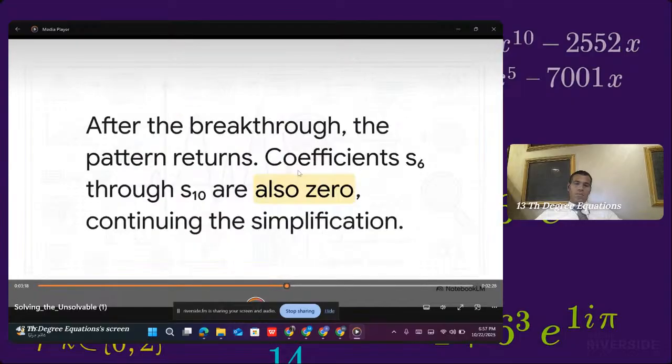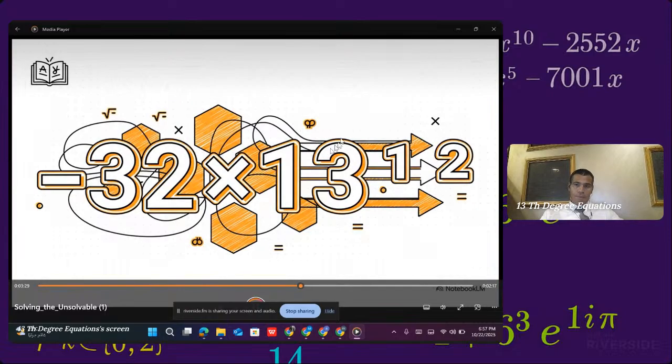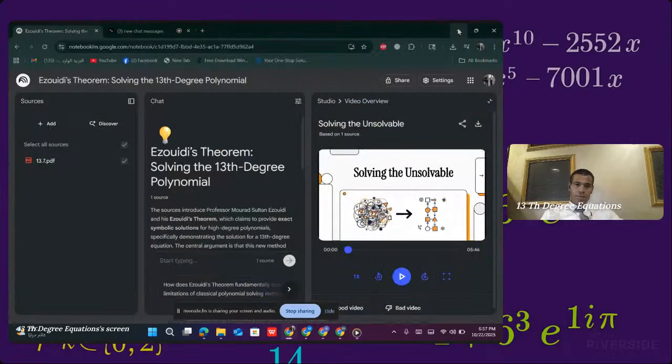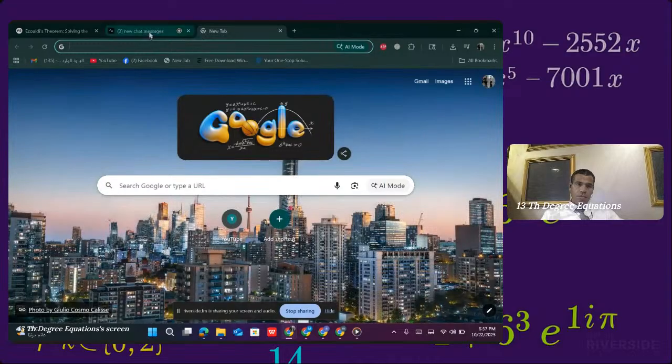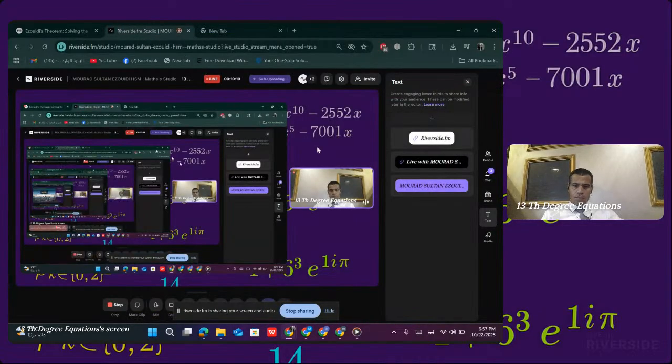But after that one big number, the pattern comes right back. The next 5 calculations, all 0 again. The equation is getting meaner and meaner. And then, just when you think it's all zeros from here on out, we get one more. The 11th coefficient is another huge, super precise number. So think about that. Out of 13 new numbers, only 2 actually survive. Everything else just vanished.